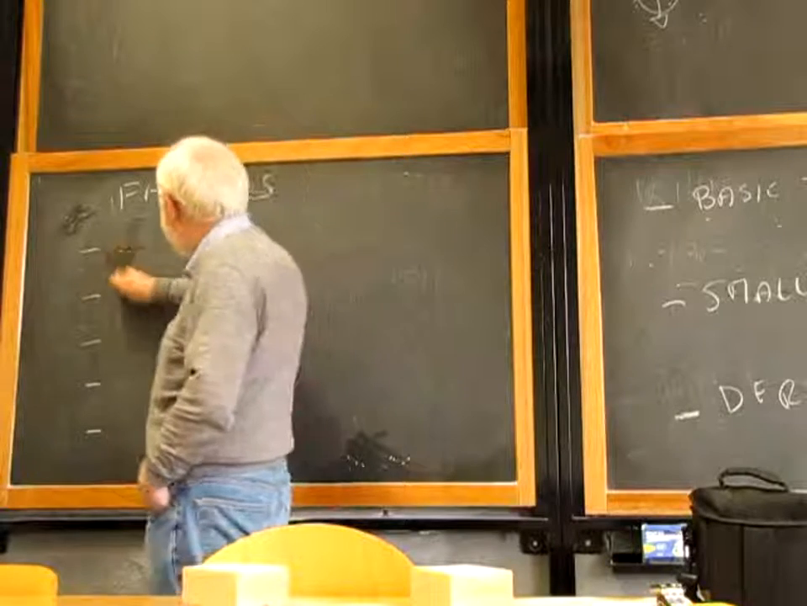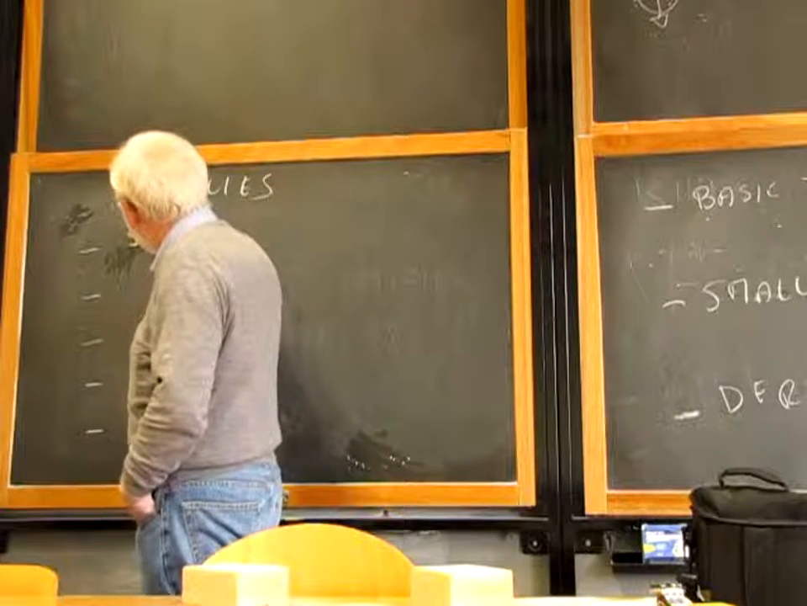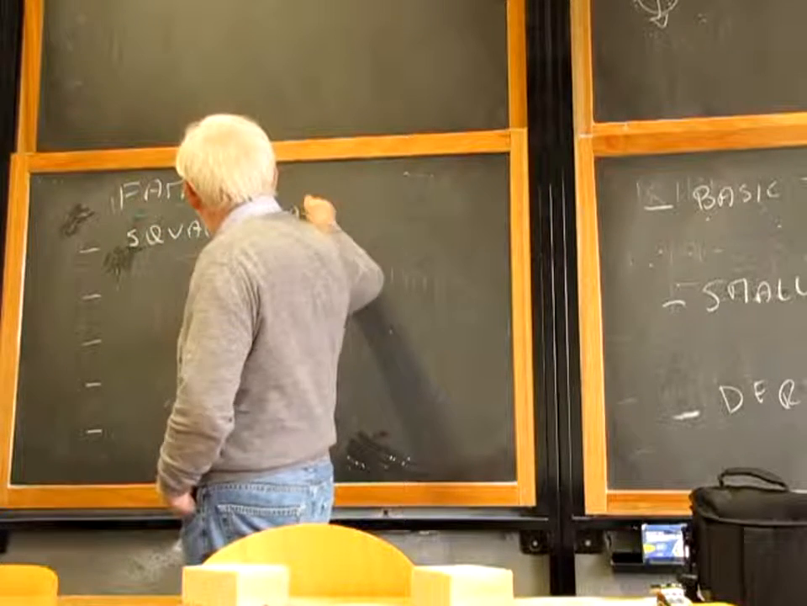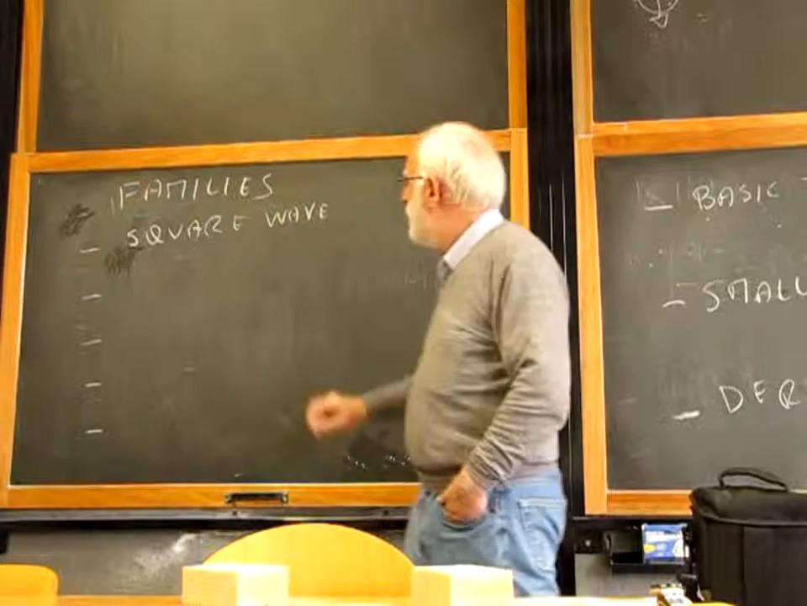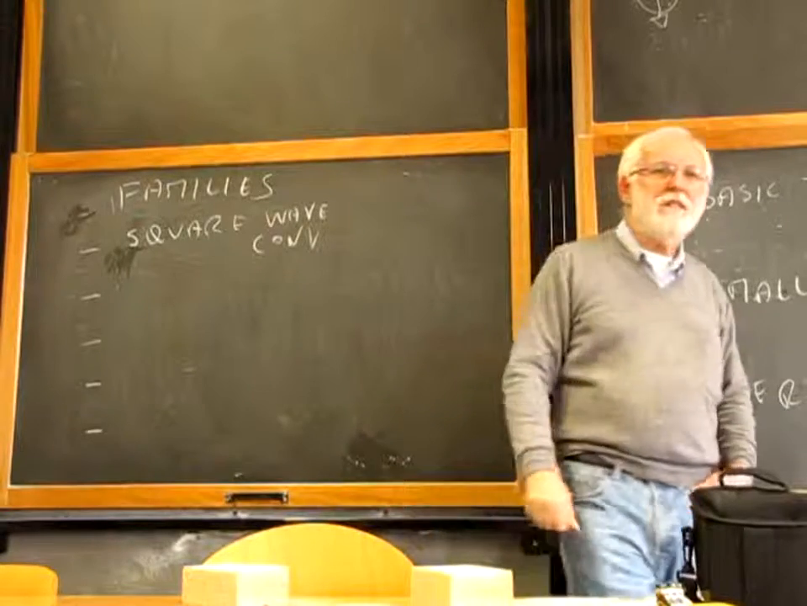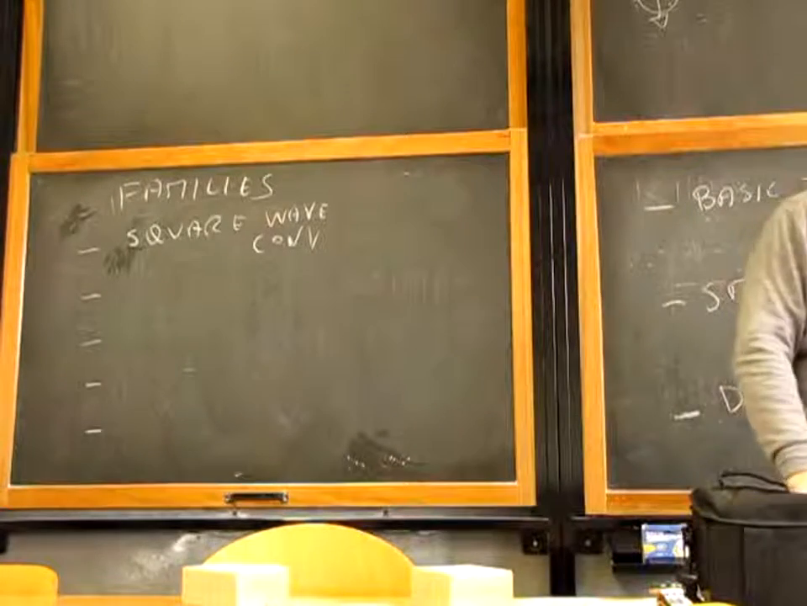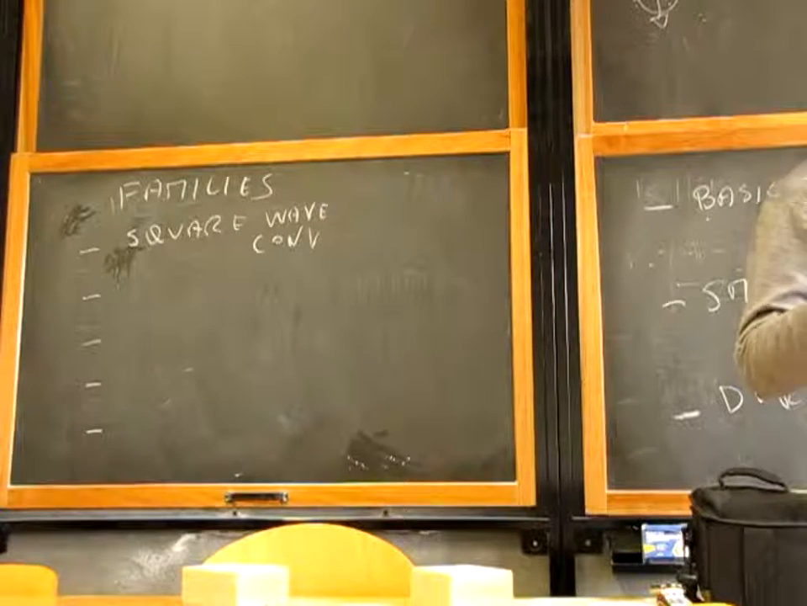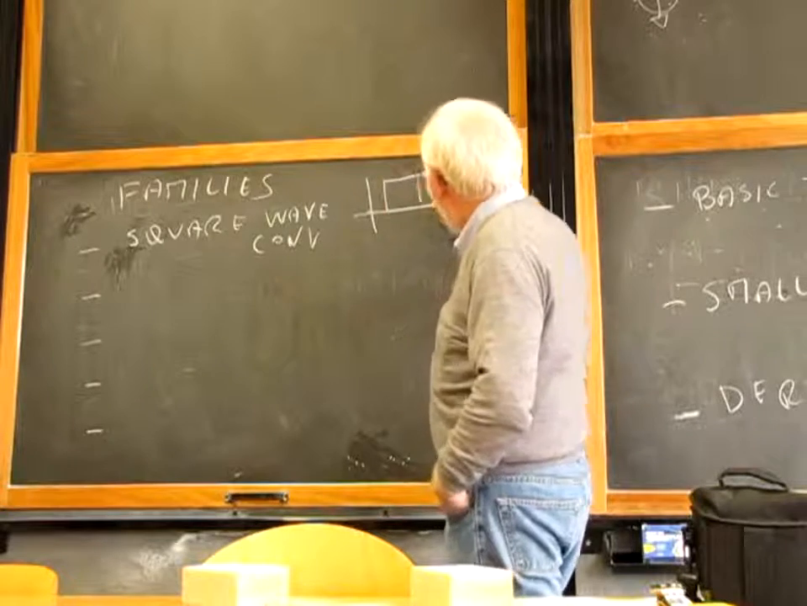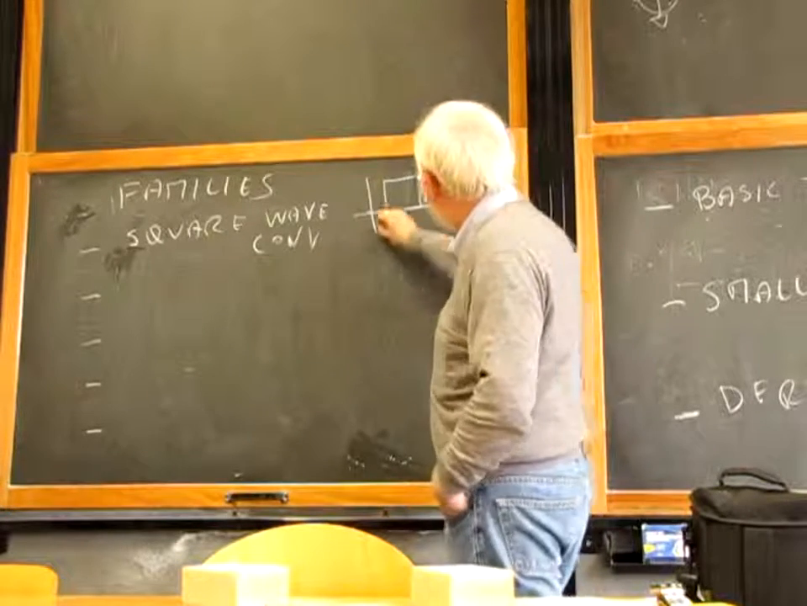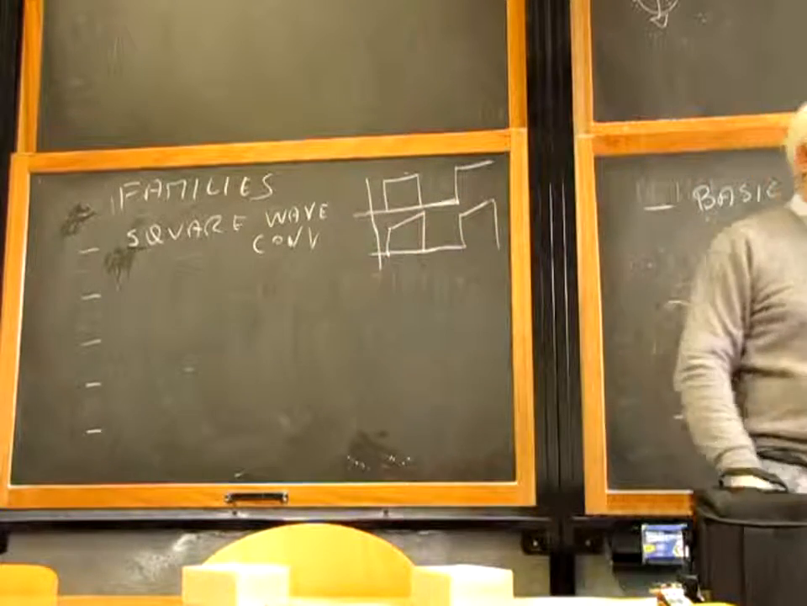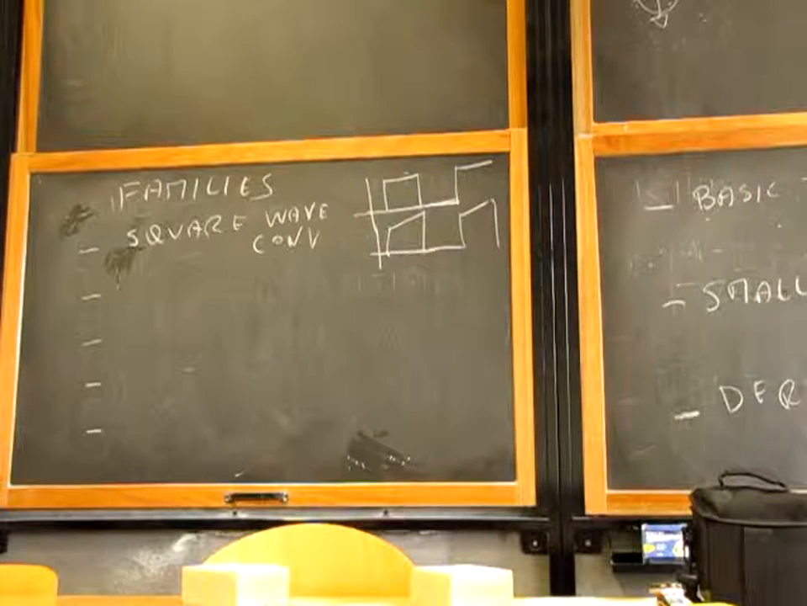And the first family is the square wave converters. And guess what? As the name tells you, the waveforms in these converters are basically square waves or trapezoidal waves. You can have a square wave converter that has a voltage like this, or a current that is like this, something made of straight lines, straight segments.